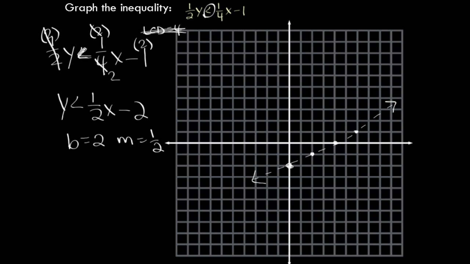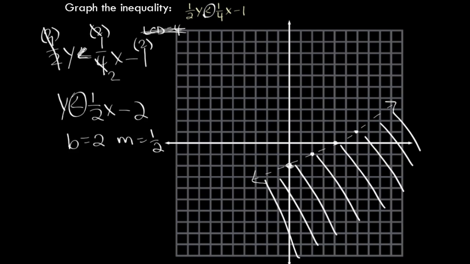And I want to shade, let's see, y is less than. So I'm looking at this, thinking to myself, that must be below the line. So I want to shade below the line. Now here's an interesting tactic. 0, 0 is not in my solution, but it doesn't mean I still can't check with it.